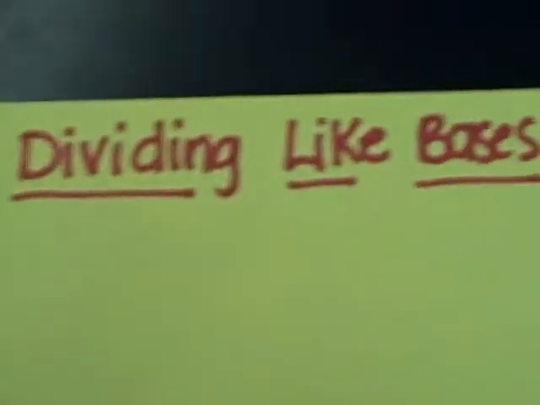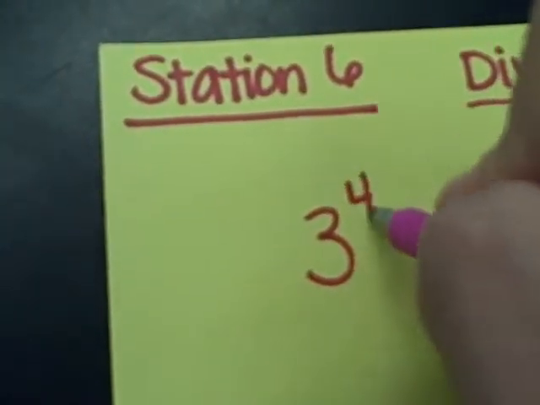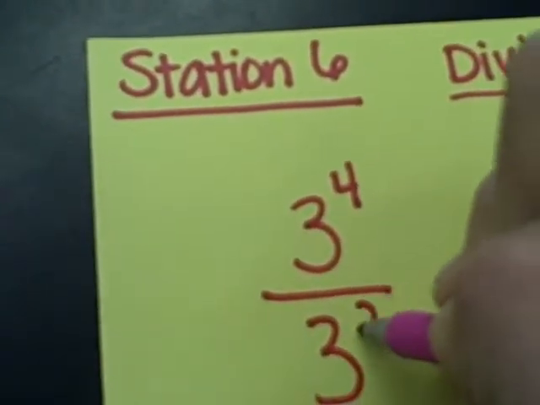Station 6 is on dividing with like bases. So the first example on your sheet is 3 to the 4th over 3 squared.